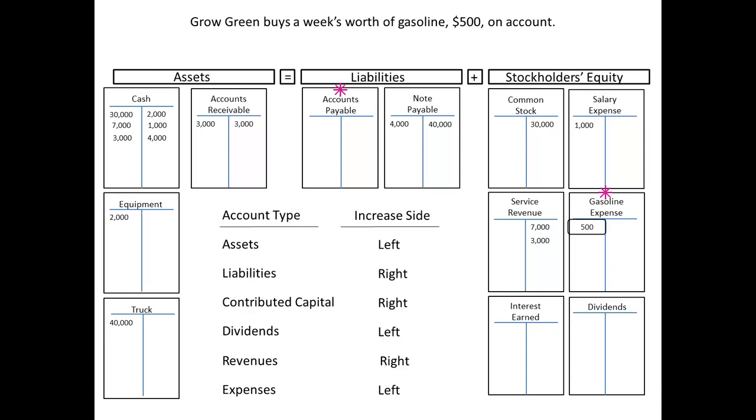page. Now for accounts payable. What type of account is it? Liability. What's the increased side for a liability? The right. Did the transaction cause accounts payable to increase or decrease? Increase, since Grow Green charged the $500. Since accounts payable increased, we'll record the $500 on the increased side, the right side of the accounts payable page. We have $500 on the left of the gasoline expense page and $500 on the right of the accounts payable page. The equation is in balance.